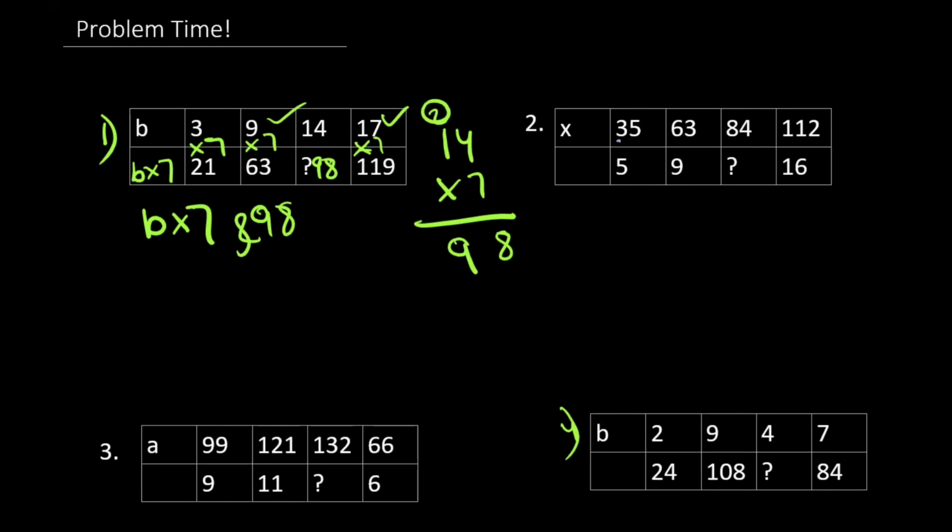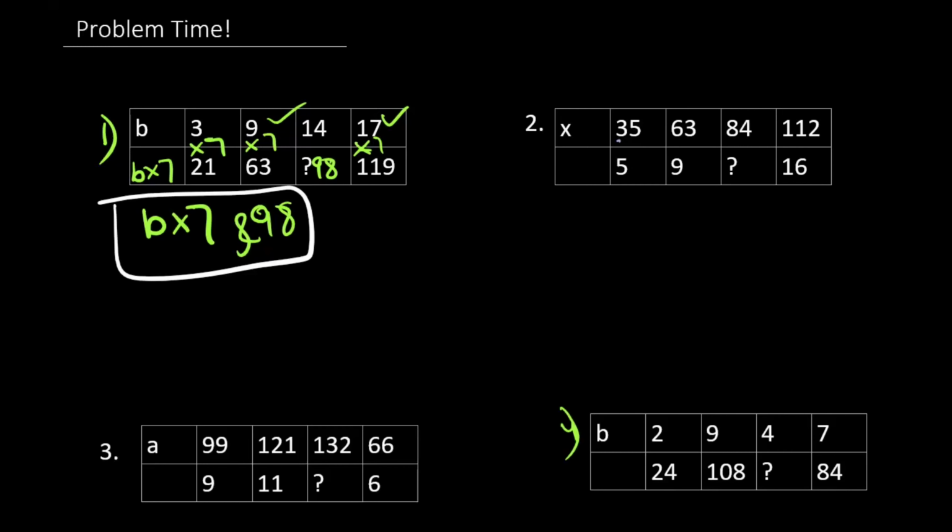So we figured out the answer. It's 98. Now let's do the second question. The second question is a division expression because the top number is greater than the bottom number. So let's start off by doing 35 divided by 5 to find the rule. So 35 divided by 5 is 7.